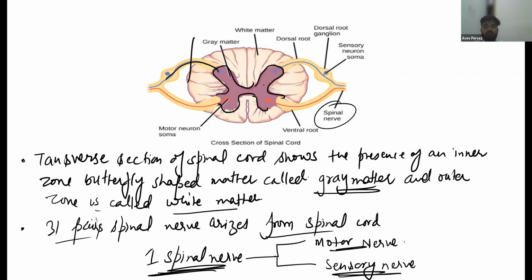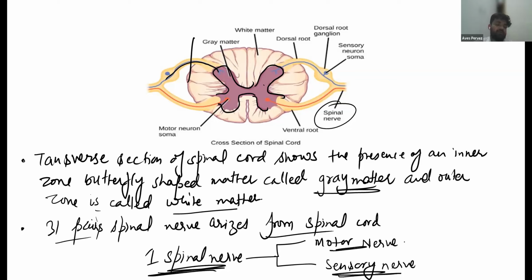The transverse section of the spinal cord shows the presence of an inner zone that is butterfly shape, and it is called gray matter, and the outer zone is called white matter. And from the spinal cord, there are 31 pairs of nerves. Got it? Yes. Is there anyone still writing? I'm done. Done, sir. Everybody is replying to me. Is there anyone who is still writing? So we have done?